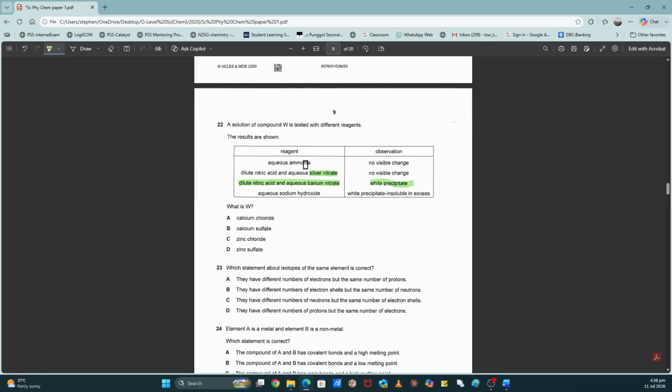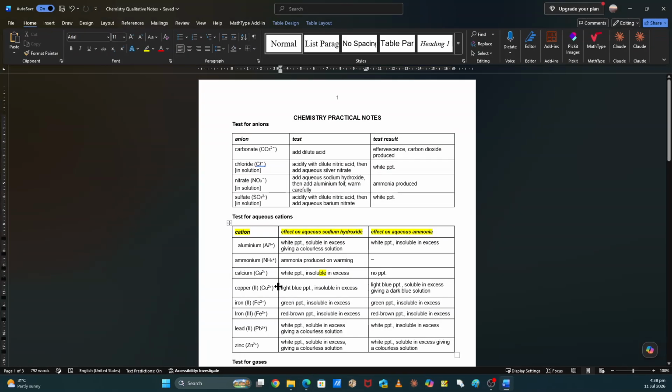And so what do you have? What do you think? Oh, it looks like this is the correct answer. Right? It cannot be zinc because for zinc, if you add sodium chloride, it's quite soluble in excess. Aqueous ammonia, no visible change. Of course, fluoride and calcium, no visible change. Right? No visible change.